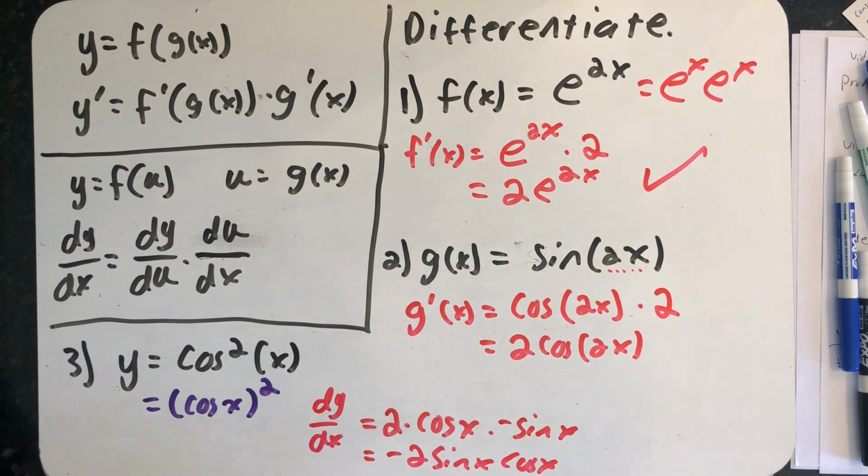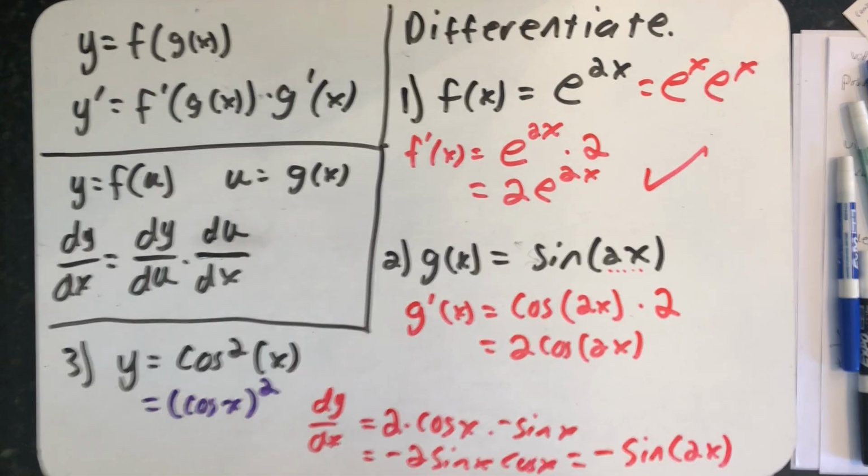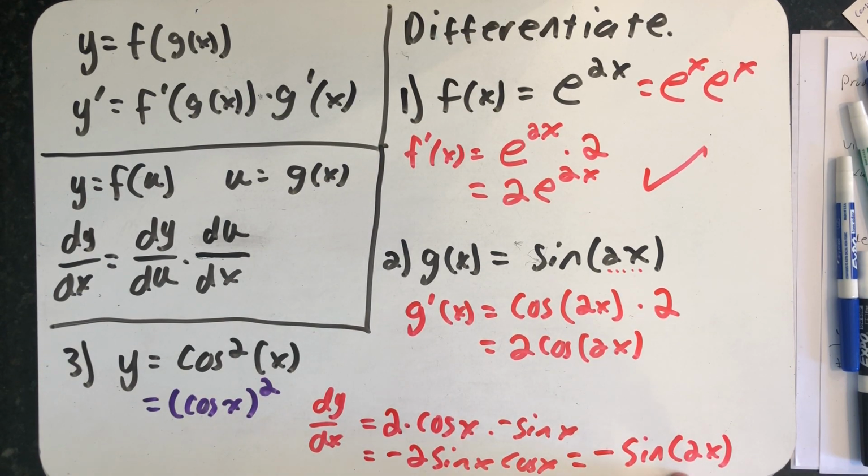And that's a good answer, but I want to remind us that 2 sine x cosine x is the same as sine of 2x, just using a double angle formula. This step wasn't necessary unless I needed this or I was given instructions to write it a particular way. But there are 3 examples using the chain rule. We're going to do some more examples in just a minute.